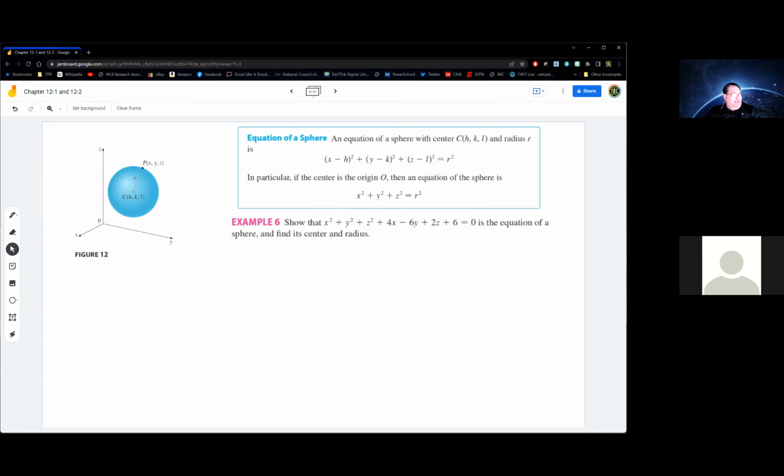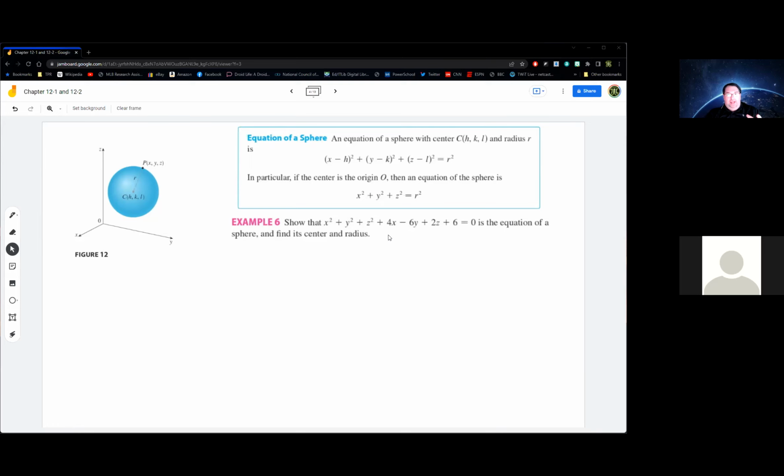All right. So we're going to look at this equation, and we're going to find the equation of the sphere, finding its center and its radius. You should have done something very similar in pre-calc when you were doing the circles, hyperbolas, parabolas, and ellipses.